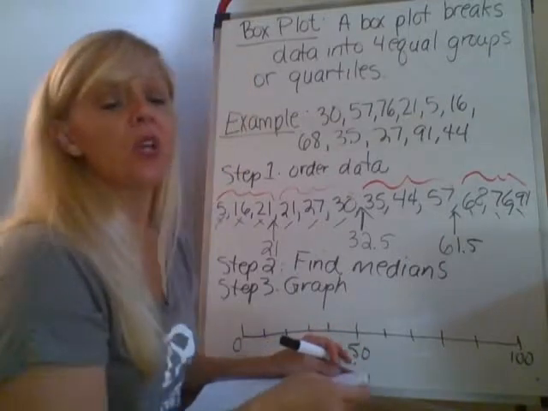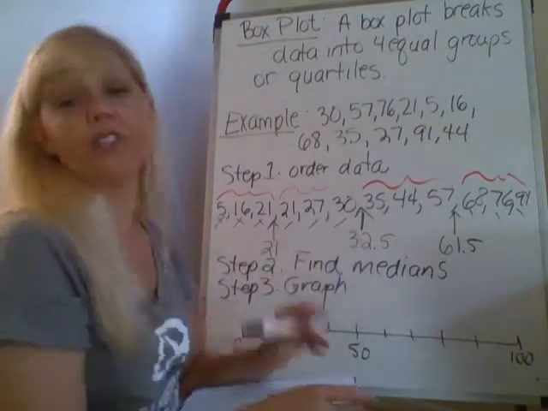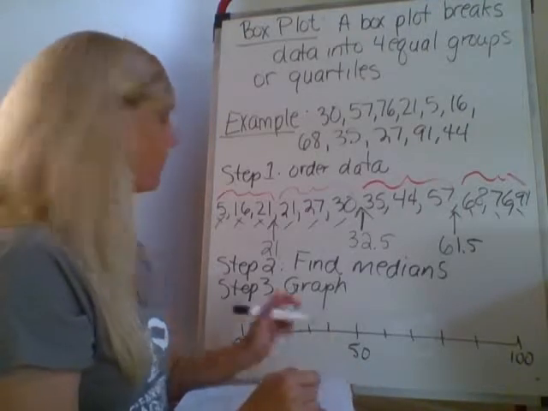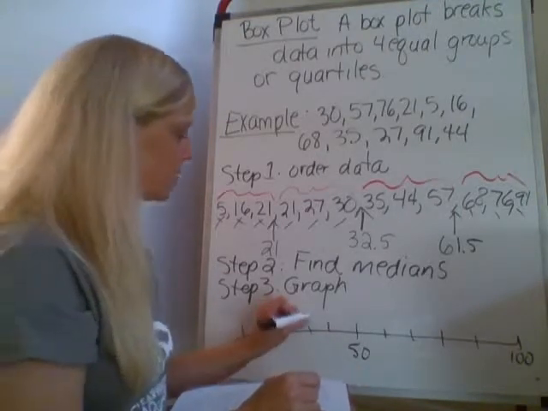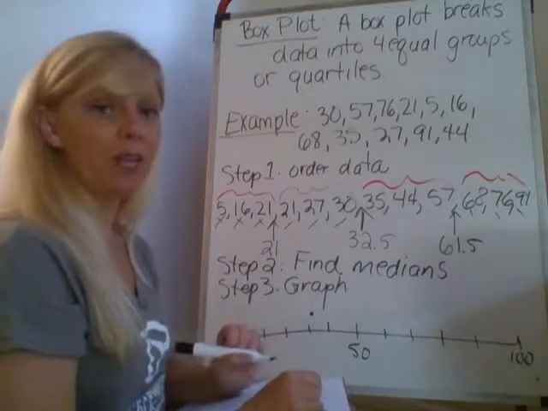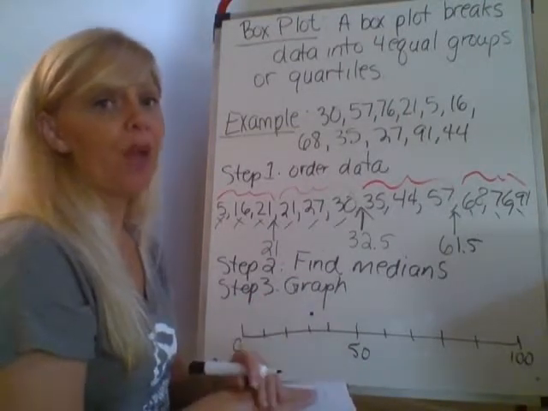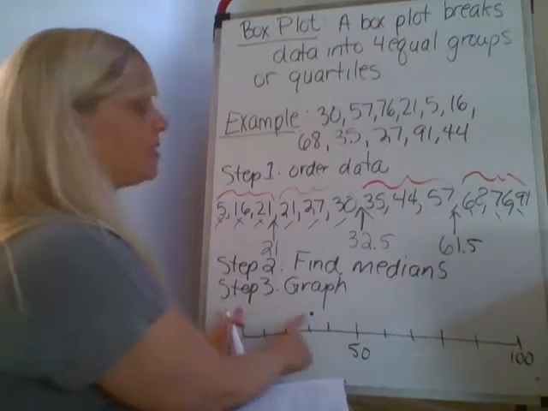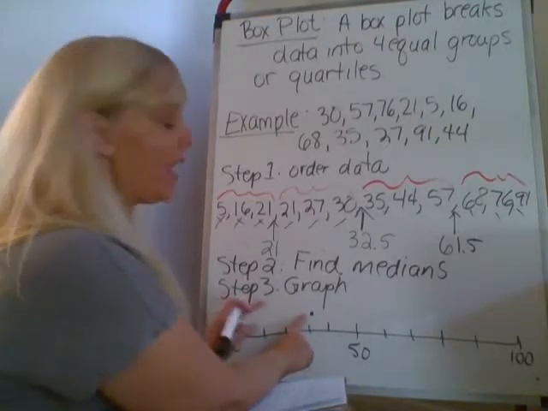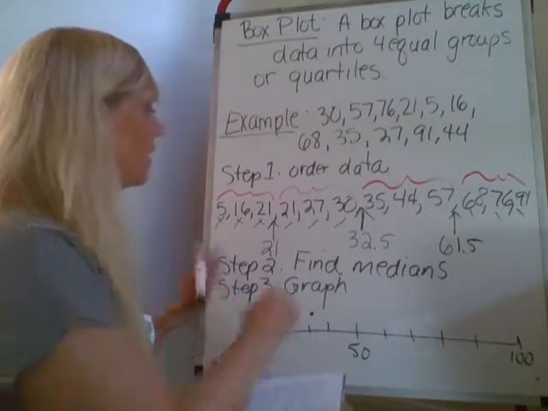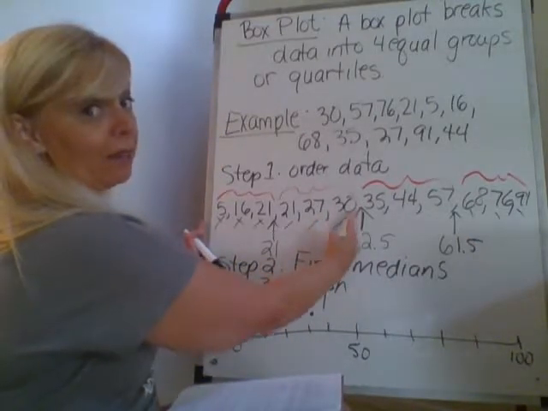I need to plot, first of all, 32 and a half. Here's where 30 is, so 32 and a half would be approximately right there. That is my exact median. That means half my data is between 0 and 32 and a half, and the other half is between 32 and a half and 100, basically. So this is half my data.